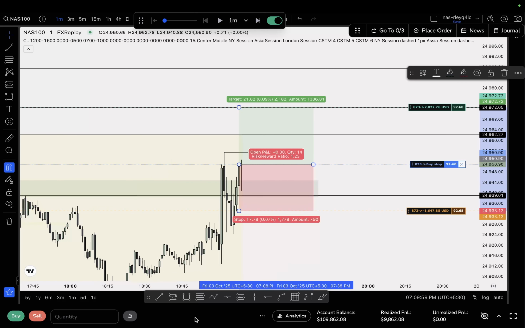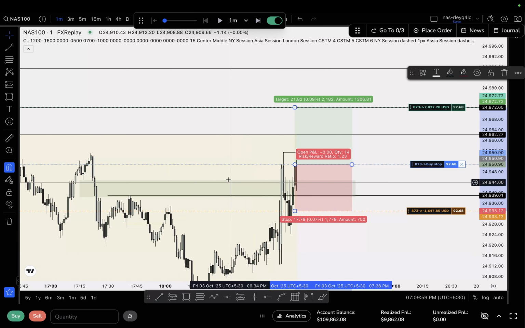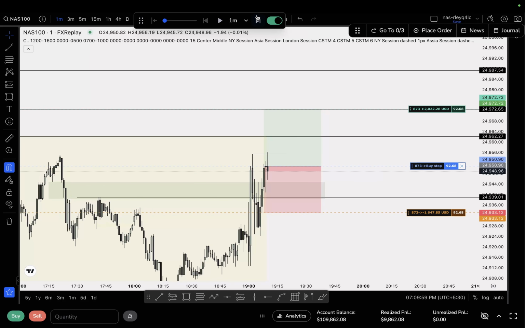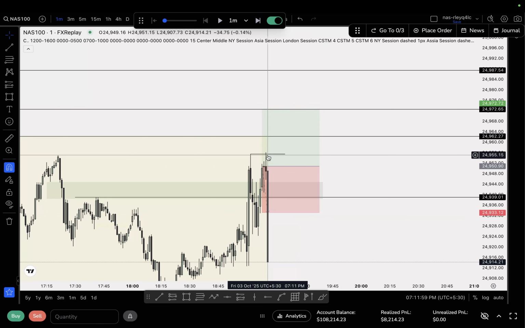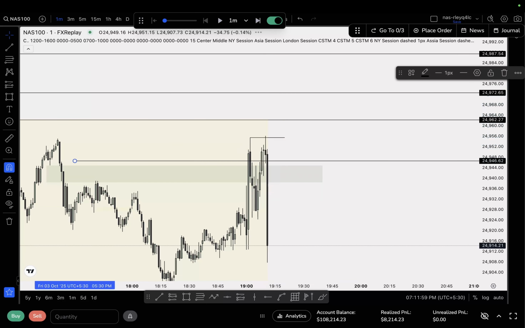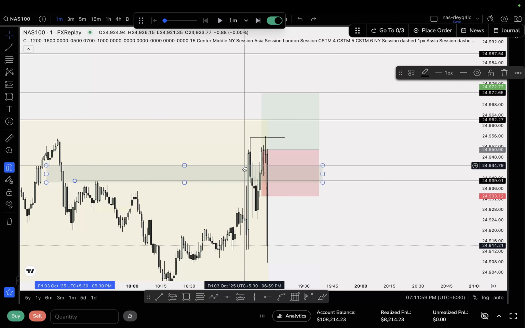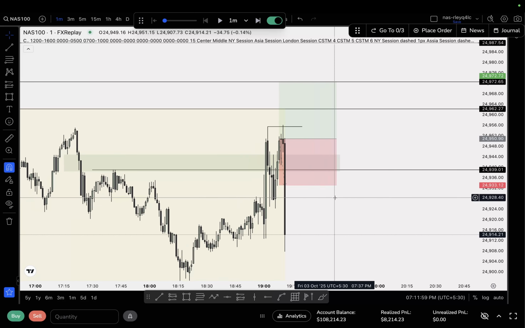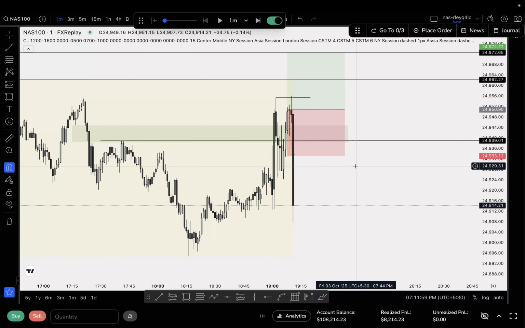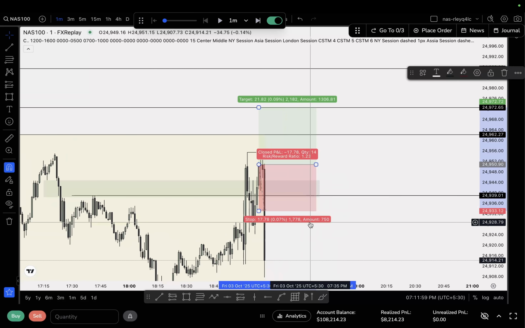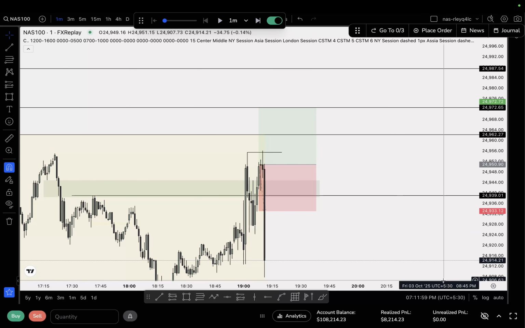It's not an A plus setup, that's for sure. Need one good candle. That was my break even, bro. It was a break even trade. I clicked twice and it went off. Okay, loss is a loss.